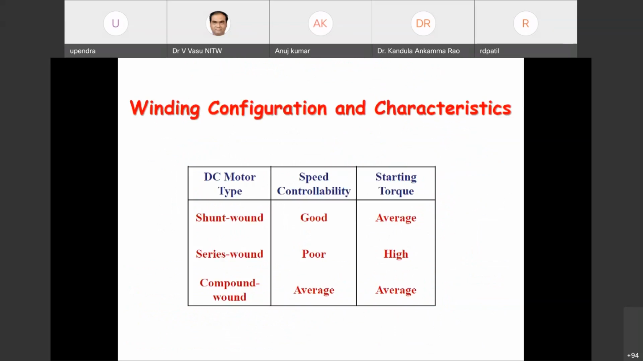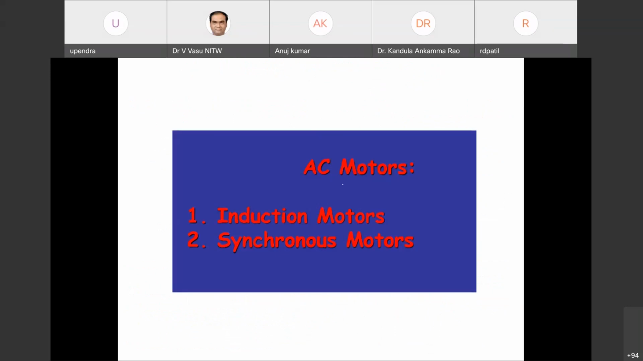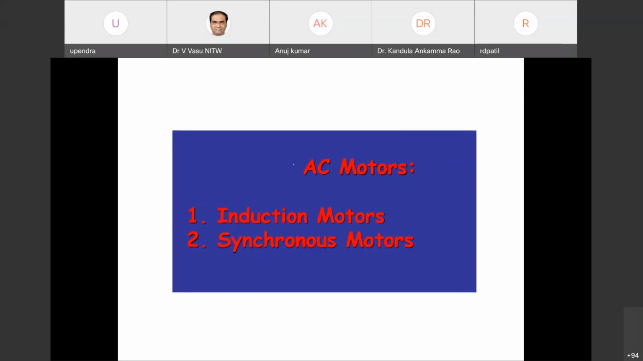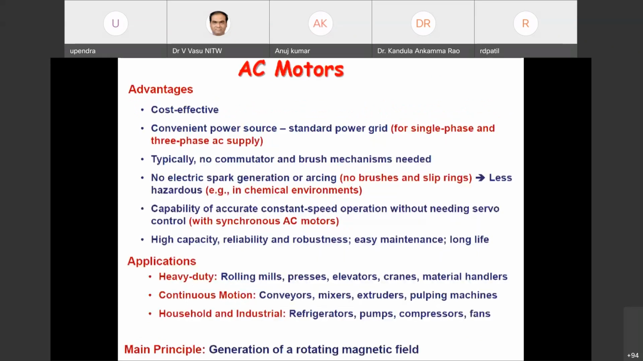The important thing is that when you use the brushless ones, smooth movement is possible, and speed controllers will also be there, which will be discussed. Okay, so coming to the AC motors, we have induction motors and synchronous motors, which are mainly used there.